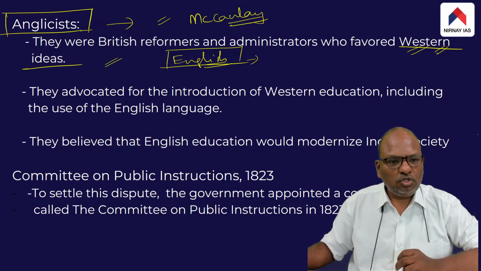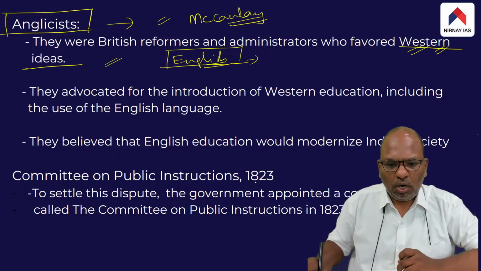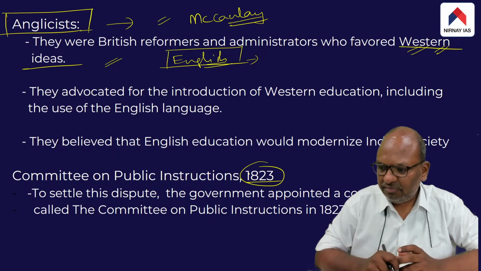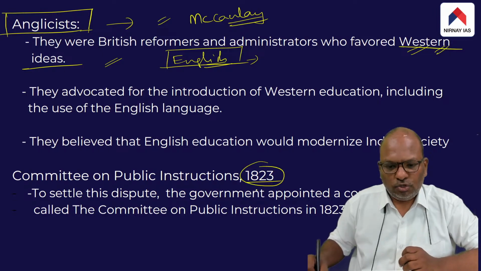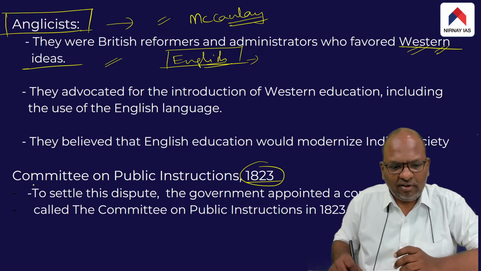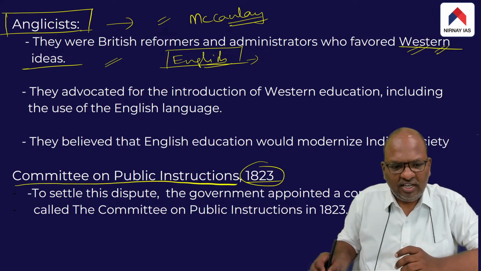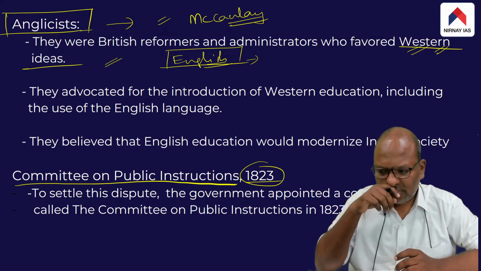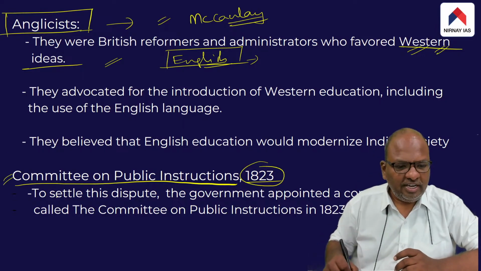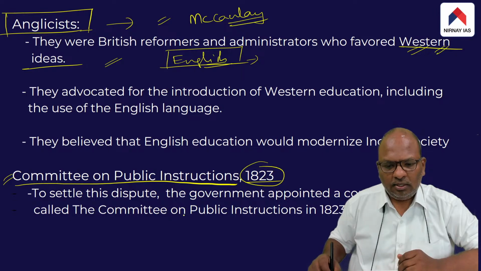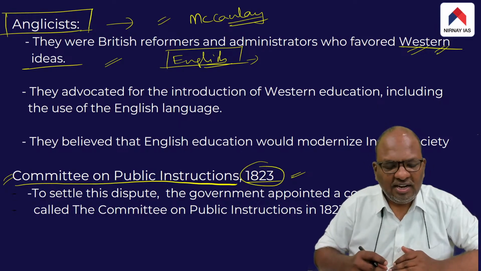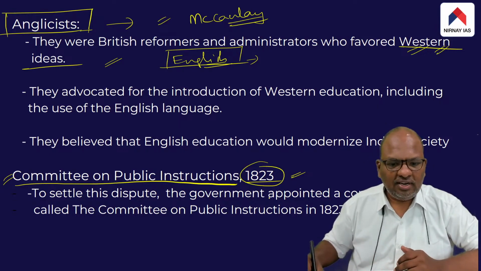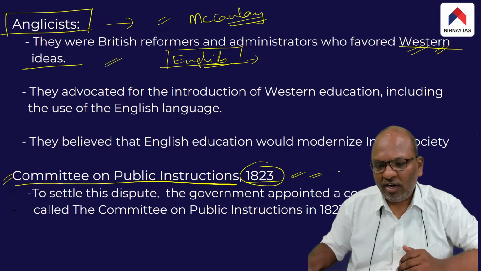Got my point? So the point is, this controversy broke out way back in 1823 itself. The Orientalist-Anglicist controversy erupted in 1823. And to settle this controversy, the Governor General appointed a committee called the Committee on Public Instruction. But even this committee remained divided in its opinion. Even the members of this committee could not decide which type of education was to be promoted in the country.